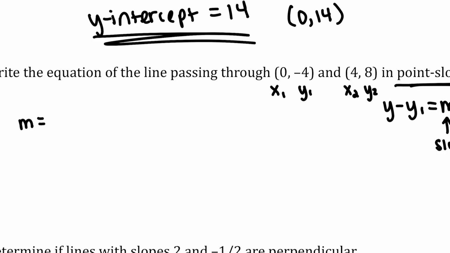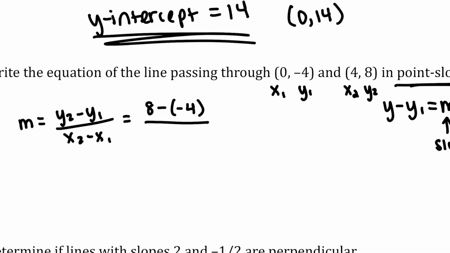Our slope formula is m equals y2 minus y1 over x2 minus x1. I'm going to plug in based off of the points we were given. So y2 is 8 minus y1, which is -4, so we have a double negative here, divided by x2, which is 4, minus 0. So we have 8 plus 4 over 4 minus 0, which ends up being 12 divided by 4, which gives us a slope of 3.